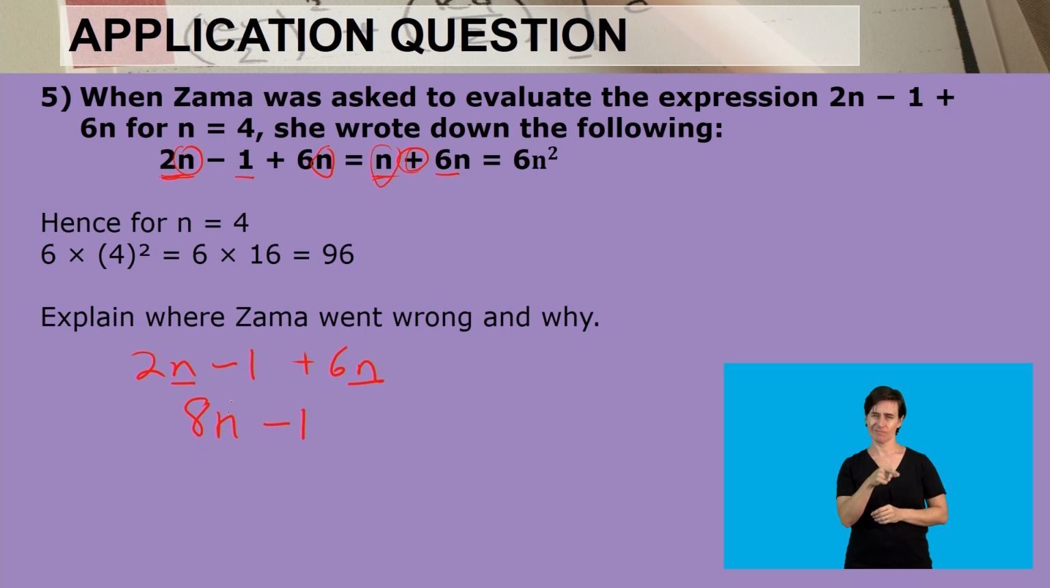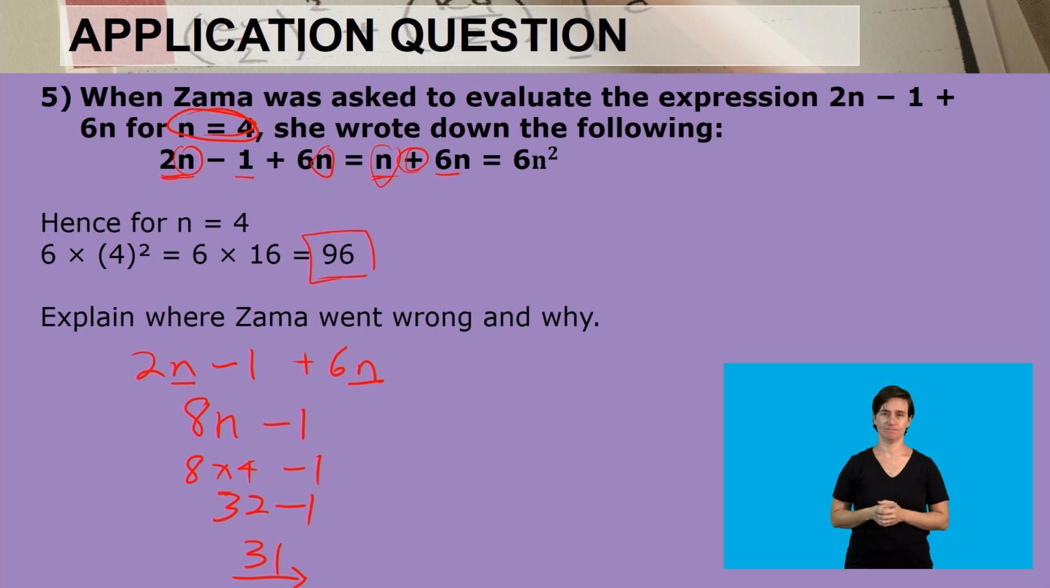And then you substitute 4, because they said the value of n is 4. So it would be 8 multiplied by 4 minus 1, which was going to give you 32 minus 1, which then is 31. That's the answer she was supposed to get, not 96. And so that's where she went wrong. All right, let's then move on to the next one.